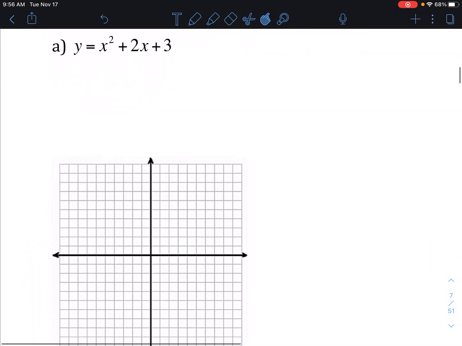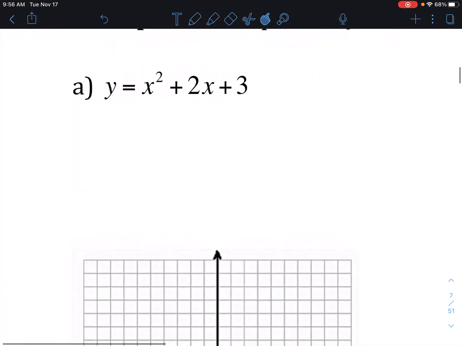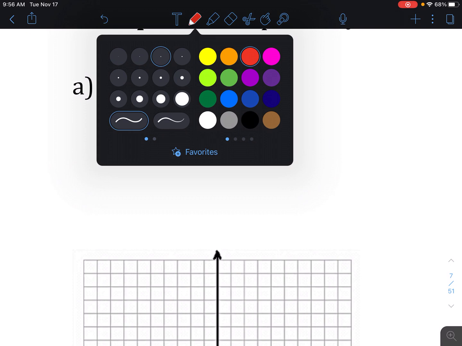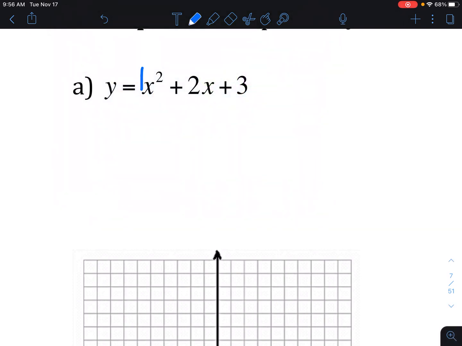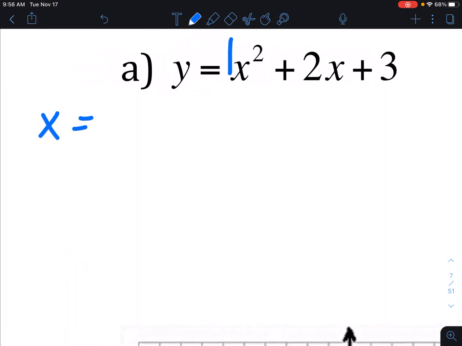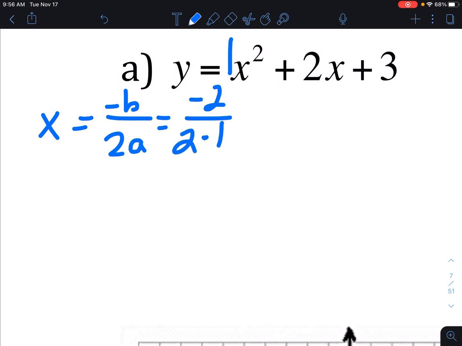Okay, now we're going to graph the quadratic function in standard form. We always have to start with the vertex. We have a is 1, b is 2, c is 3. So we're going to start off with my formula. B is 2, so we'll call it opposite of 2, negative 2. And then 2 times the a is 1. Multiply on the bottom, and then divide. So there's your x coordinate, negative 1.